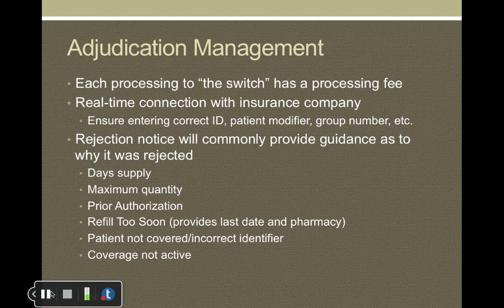It may go back to that prior authorization piece. Maybe a refill too soon, and it'll typically provide the last date it was filled, as well as the pharmacy it was filled at. You might get patient not covered or incorrect identifier, as well as coverage not active. So your insurance rejection case will provide some of that information for you, and then you have to determine how's the most appropriate way to handle it.